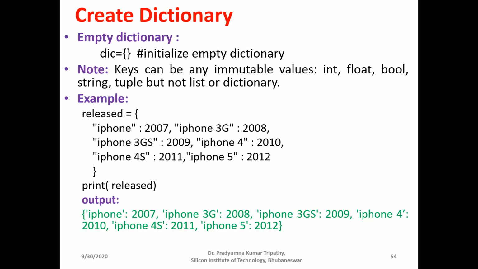Is it understood? Every element has key and value. I can keep anything in the value, but in key, it must be an immutable object. For example, I give iPhone 2007, iPhone 3G 2008. This is the way I have stored. The first one is key, the second one is value. The first one is a string, and string is immutable. So I can store in this way.